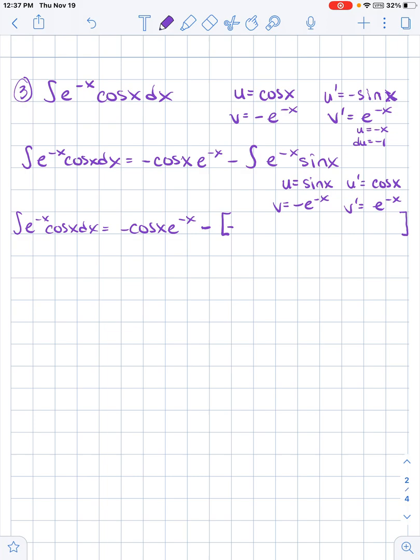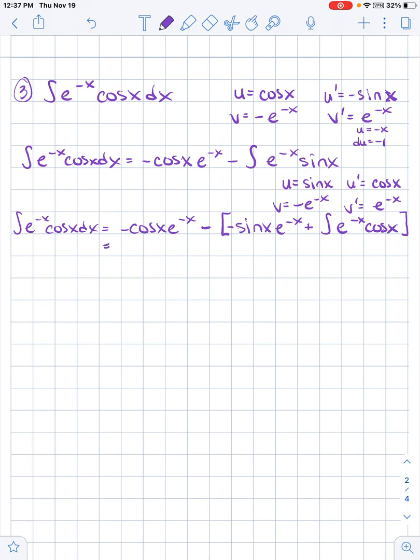All right, u times v, negative e to the negative x. Actually, I'll write it in the same order as everything else. Sine x e to the negative x, minus the integral of u prime times v. So that's negative e to the negative x times cosine. So this becomes plus e to the negative x times cosine.